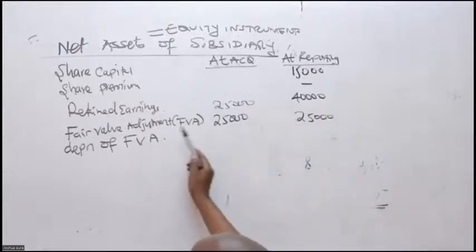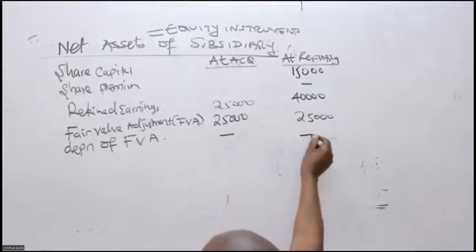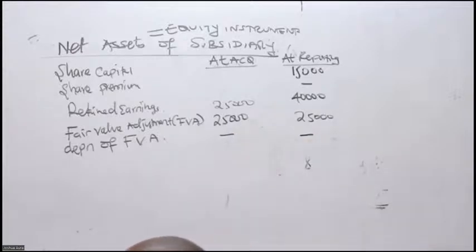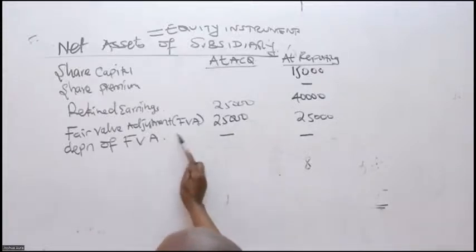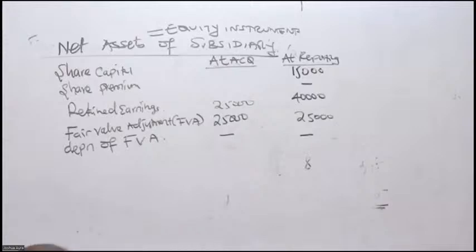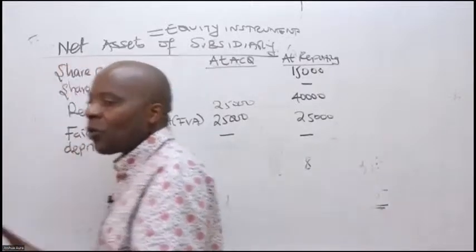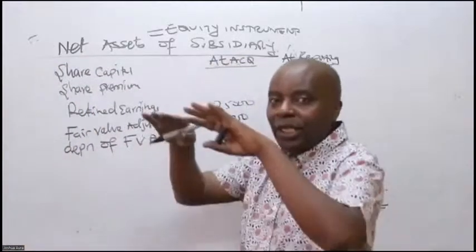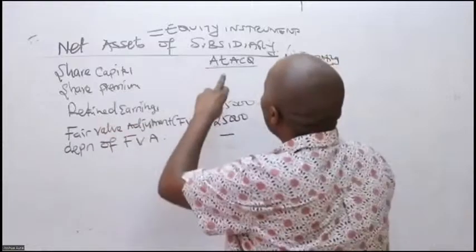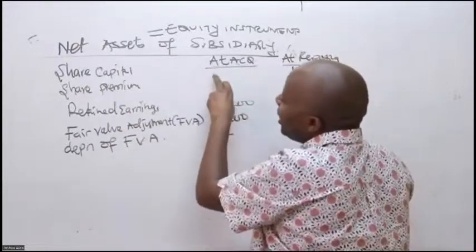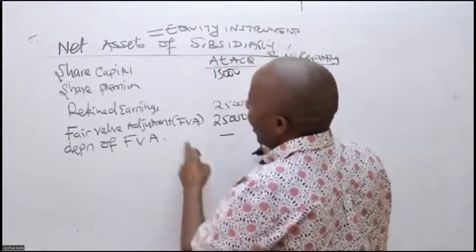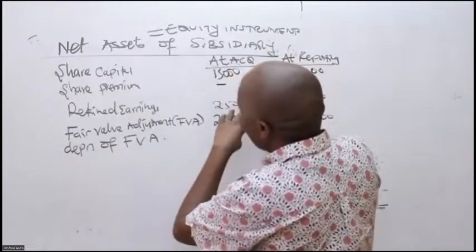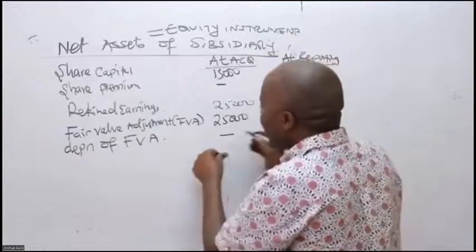And then depreciation, of course, this land is not depreciable. Depreciation will be 0, 0, because this is land. Land is never depreciated. So depreciation of fair value adjustment is 0. Now listen here. The share capital of a subsidiary doesn't change in between. So the share capital at reporting will always be the same as share capital at acquisition, 15,000. And then share premium has not been given in the question at all, so that is okay.